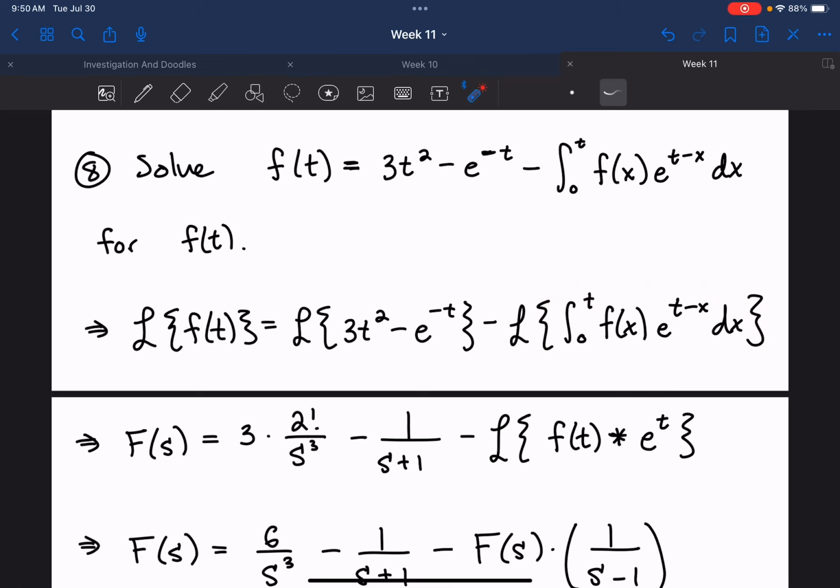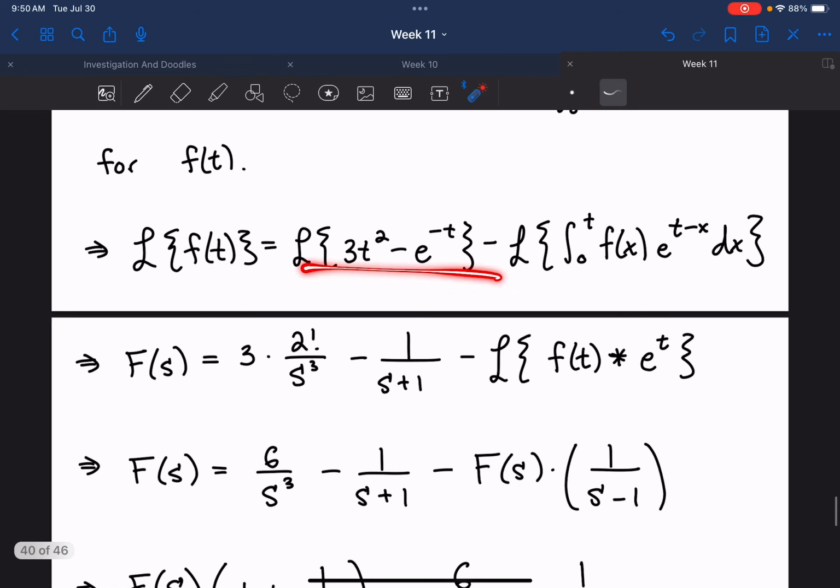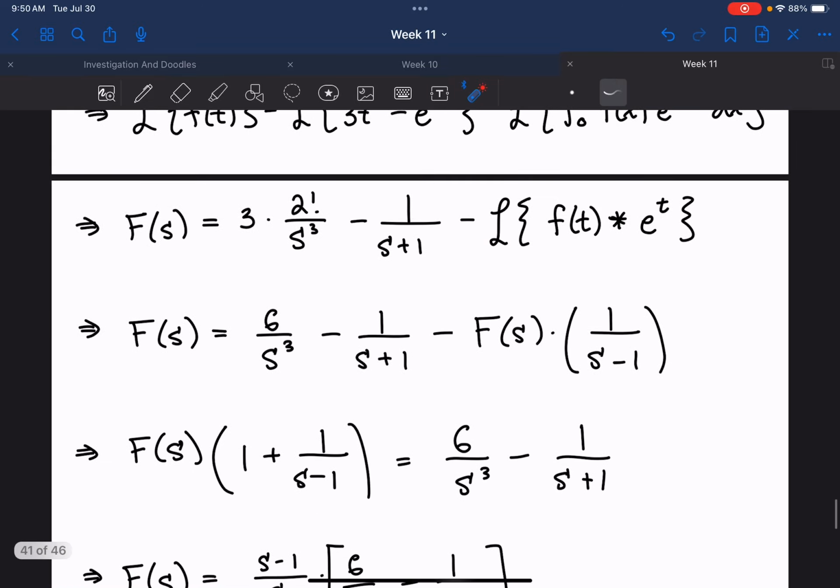This is s star e to the t. So you get capital F of s. This transforms into this, and this Laplace transform is really this Laplace transform. We'll keep going, cleaning this up a little bit.